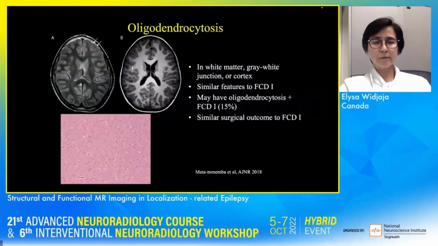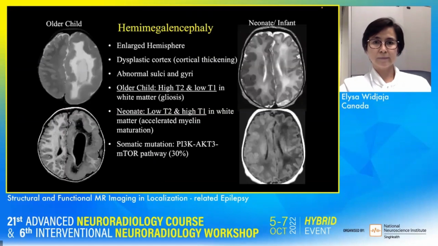The imaging appearance of oligodendrocytosis is also very similar to focal cortical dysplasia type 1. In fact, some patients may have dual pathology of oligodendrocytosis and FCD type 1. Seizure-free surgical outcome following resection of oligodendrocytosis is also very similar to FCD type 1.